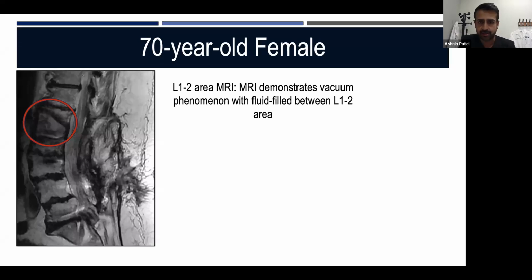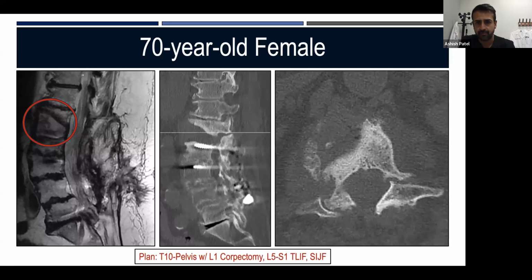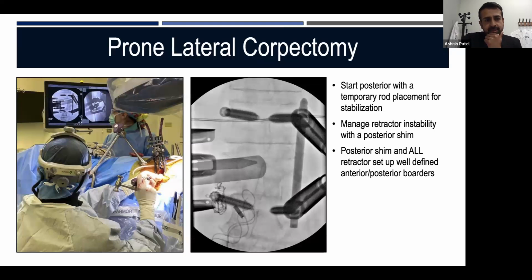So she was unable to stand. She was unable to walk. 3 months prior to her presentation, she was just completely fine. So hard to know exactly why this happened. She has rheumatoid arthritis. L5-S1 disc space is completely collapsed. And so our comfort with prone and degenerative cases translated to our ability to do more complex cases.